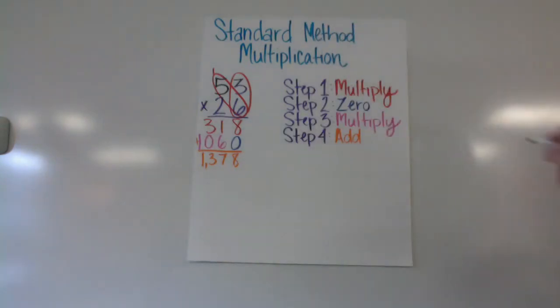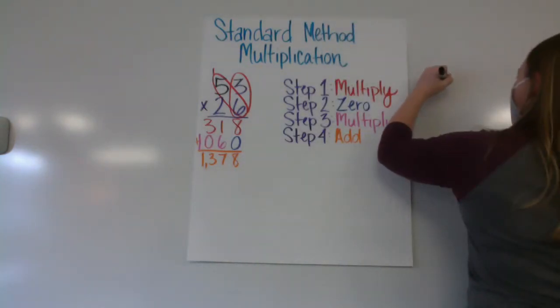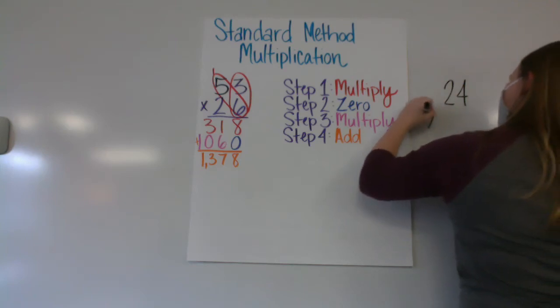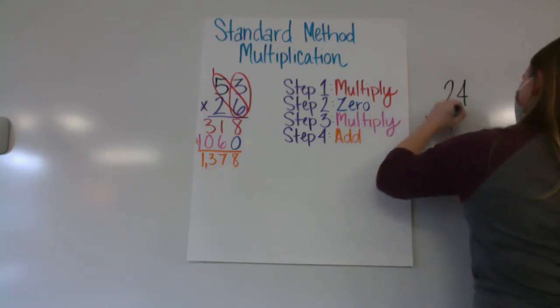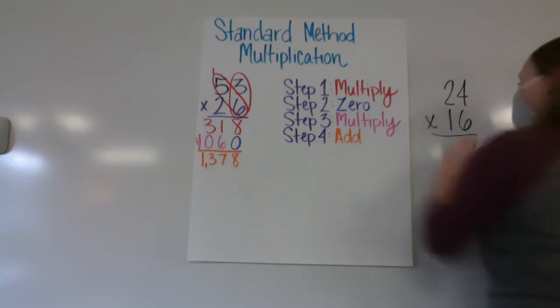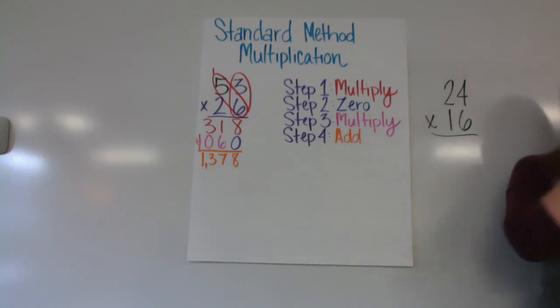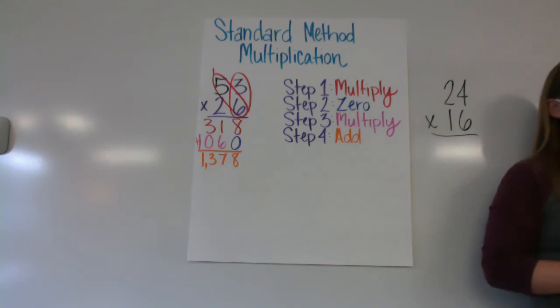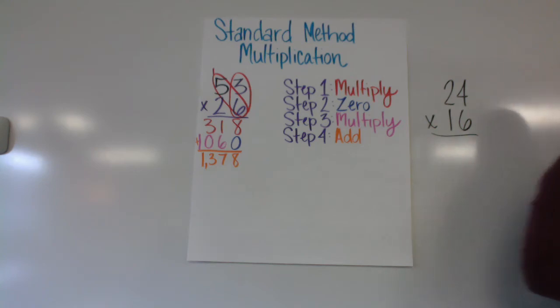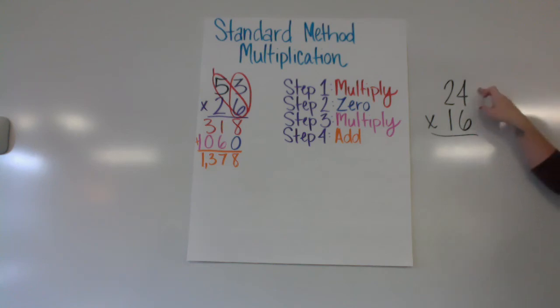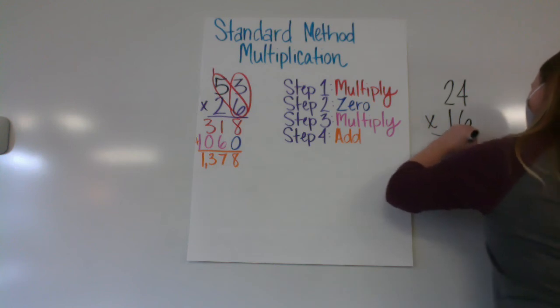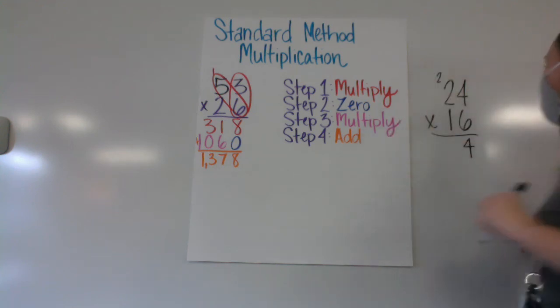All right, let's start out with 24 times 16, okay? Start out nice for you. 24 times 16. So we're going to multiply our ones place first, always. So first I do 6 times 4. What's 6 times 4, Emily? 24. So I write the 4, carry the 2.